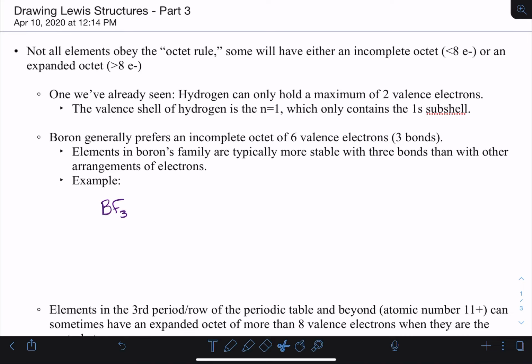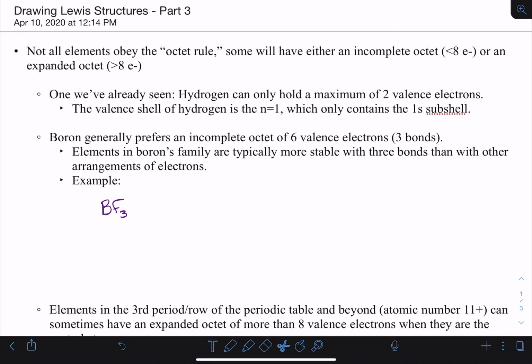So today we're going to be looking at which elements tend to do this and how we know when we're going to be following the octet rule, and when we're not. One exception that we've already seen is hydrogen. Because the valence shell of hydrogen is the first shell, n=1, which only contains the 1s subshell, it's only capable of holding 2 valence electrons. So that means that hydrogen has a filled valence shell when it only has 1 bond attached to it, and it will never have any lone pairs.